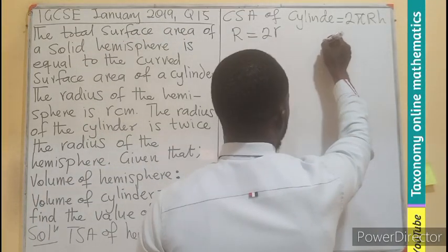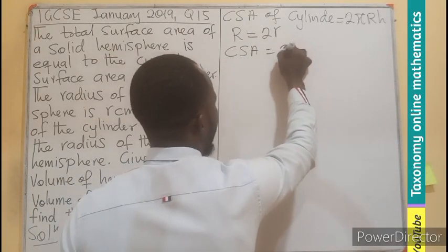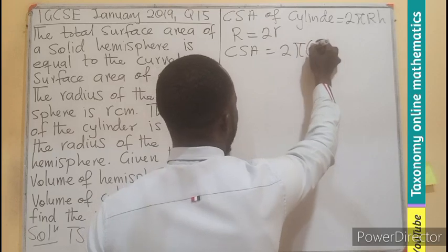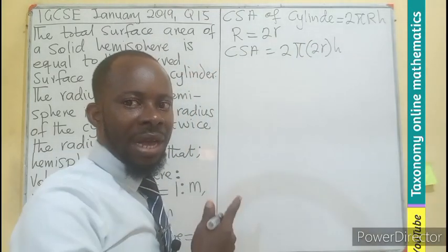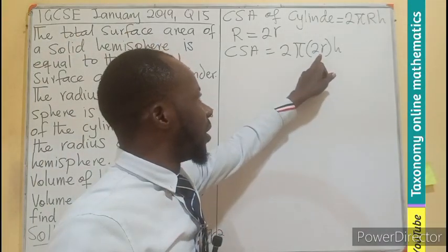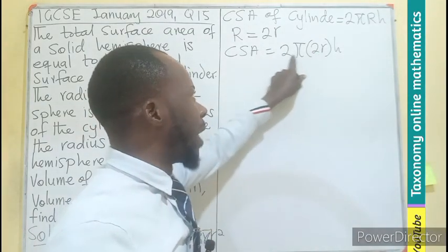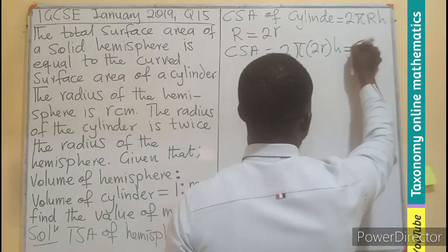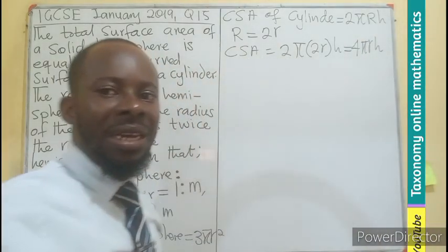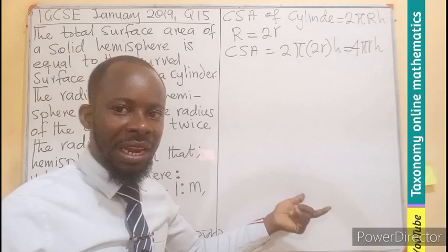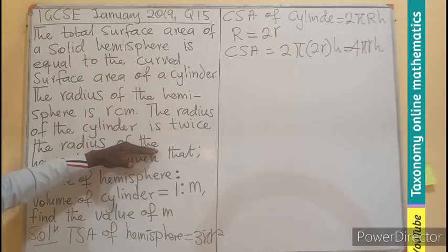So the curved surface area becomes 2 pi times 2r times h. I believe you get that concept. We are replacing the capital R with 2r. Now 2 times 2 will give us 4. So 4 pi r h becomes the curved surface area of the cylinder. So we are done with the first part, up to this.